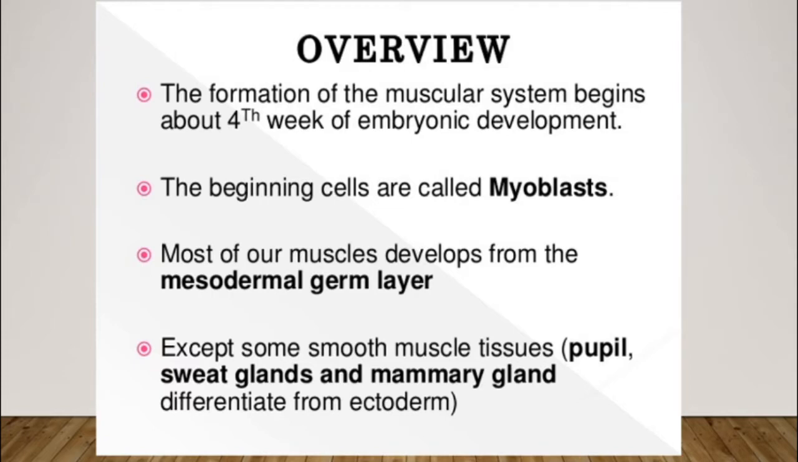So let's have the overview of the muscular system. The formation of the muscular system begins about the fourth week of embryonic development. The beginning cells are called myoblasts. Most of the muscles derive from mesoderm, except some smooth muscle tissues such as those of the pupils, sweat glands, and mammary glands, which differentiate from the ectoderm.